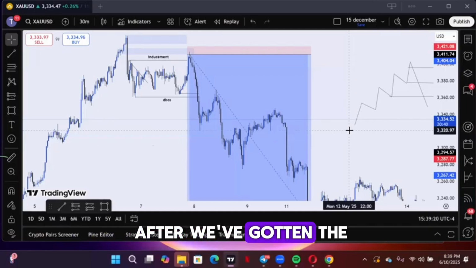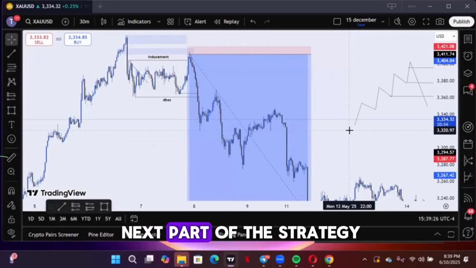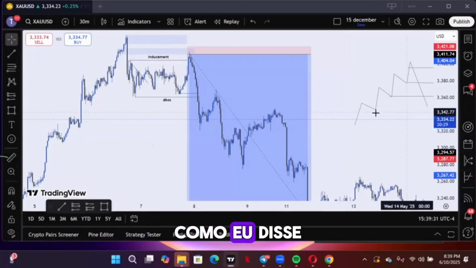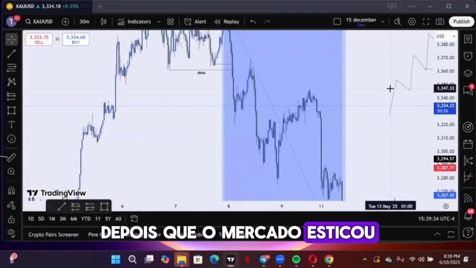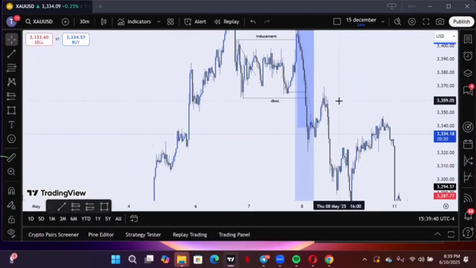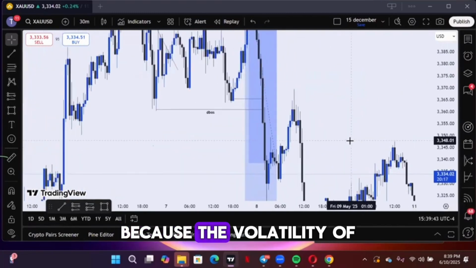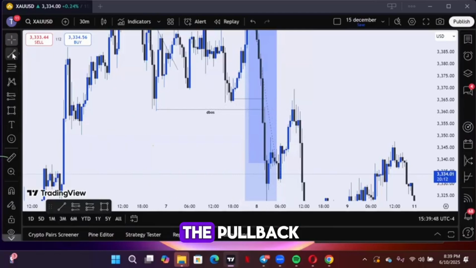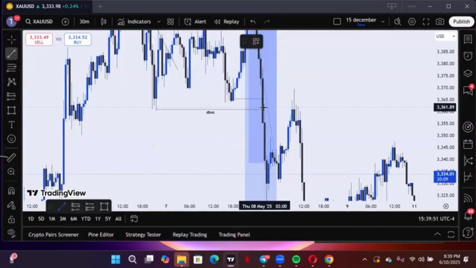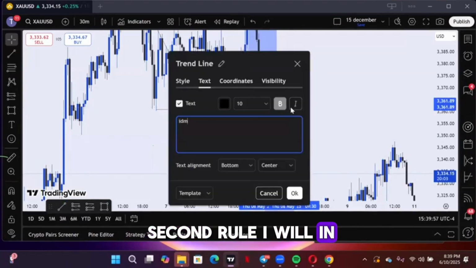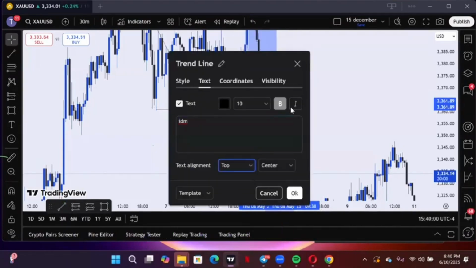So we look forward. After we've gotten the first rule that says there must be what? There must be a market structure shift or a double break of structure. Look out for the next part of the strategy. That's the next rule that says what? There must be what? An inducement / liquidity. Like I said, the inducement is the first pullback after a market structure shift or a double break of structure. Now, it means that what I'm looking at is what? Like I said, inducement can be a single candle wick, because the volatility of this market and the time frame of this market did not allow multiple candles here. It was just this one candle that market used as the pullback. So this was what our pullback is. This is the inducement here, which is the second rule. I'll mark it with IDM.